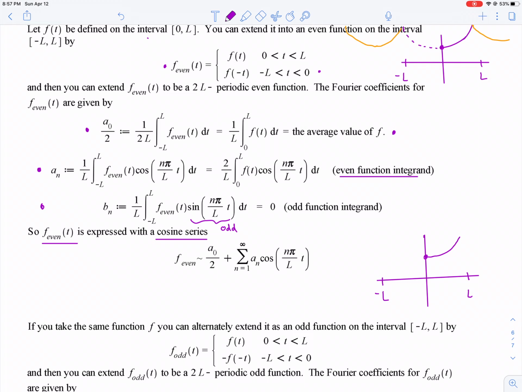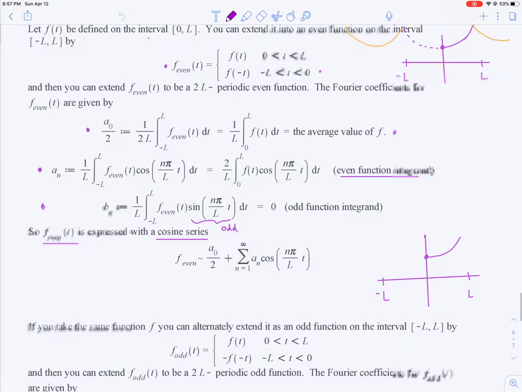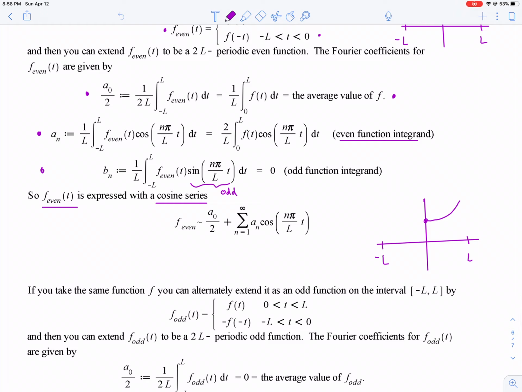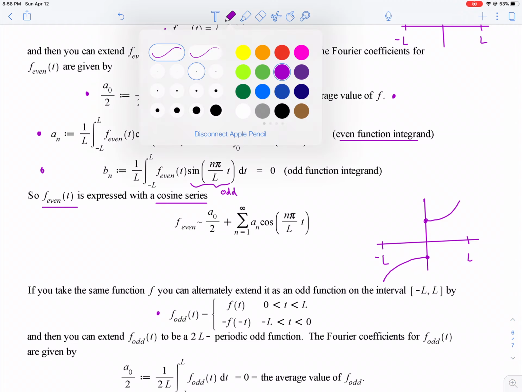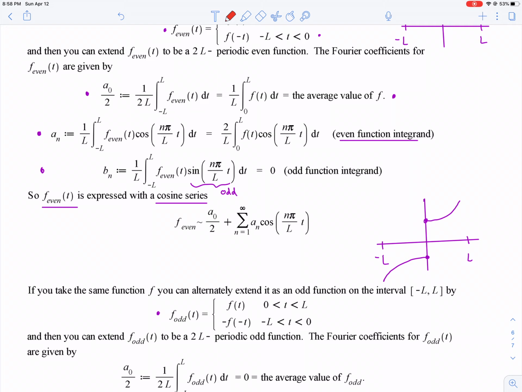You could take the same function that we had before and you could define the odd extension. Oh, it did it again. Irritating. The odd extension, by saying that when t is negative, the value of f will be the opposite of f at minus t, and that gives you a graph which is symmetric with respect to the origin. And then you could extend that to be 2 pi periodic piecewise continuous as well.